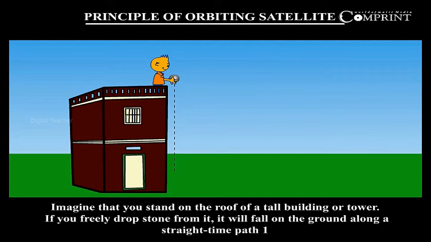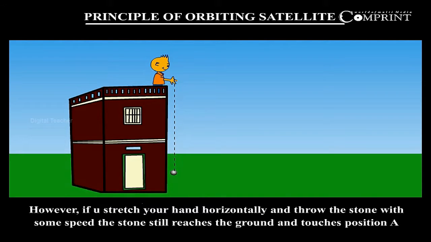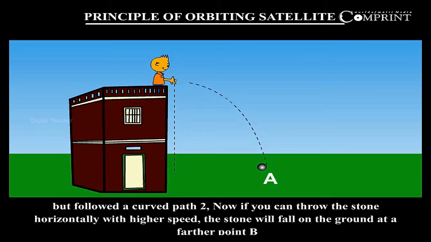Imagine that you stand on the roof of a tall building or tower. If you freely drop a stone from it, it will fall on the ground along a straight line path 1 in the figure. However, if you stretch your hand horizontally and throw the stone with some speed, then the stone reaches the ground and touches the position A, but following a curved path 2.